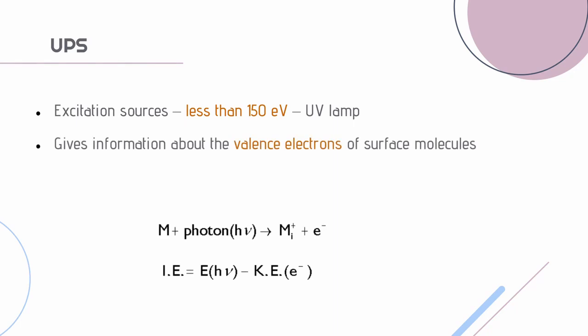Now let's talk about UPS, or ultraviolet photoelectron spectroscopy. The excitation sources have energies lower than 150 electron volts, and this can be easily produced by a UV lamp. UPS gives information about the valence electrons of surface molecules. And UPS has better resolution and is better characterized than XPS.